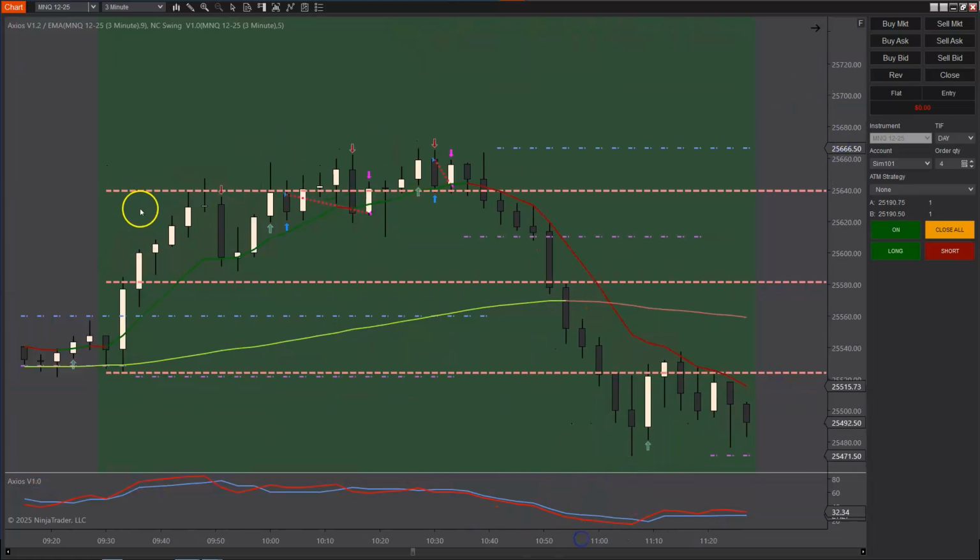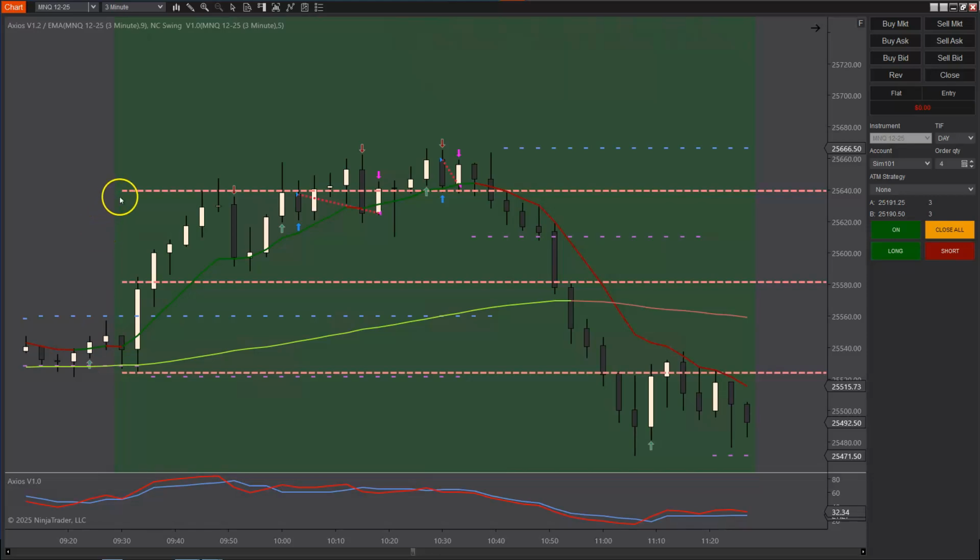I should explain what these lines are here. This is simply the opening range. I've been working with opening range for quite some time. So this is the first 15 minutes. That's the high of the first 15 minutes. That's the low of the first 15 minutes. So I always like to have that on my chart just because I'm so used to seeing it.